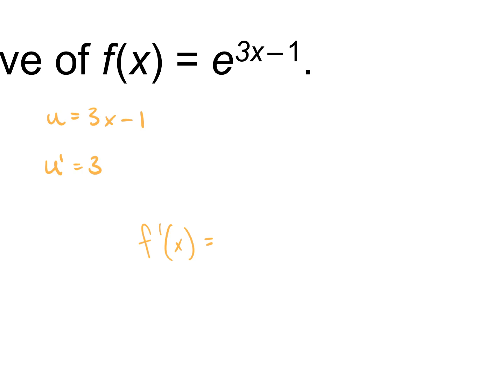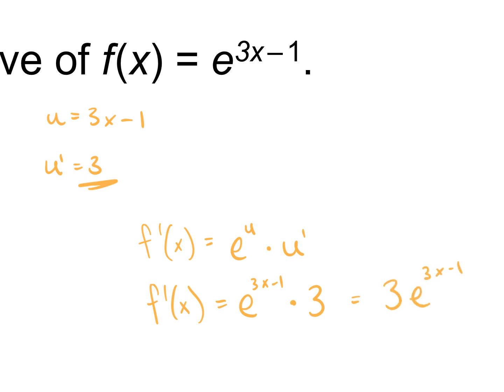So when we take our derivative, we'll call it f prime. Our derivative would be the same. It's e to the power of u times u prime, or the derivative of u. So here, our derivative would be e to the power of 3x minus 1 times the derivative of u, which we said was 3. So to write this a little bit neater, we would just call it 3e to the power of 3x minus 1. And that would be our derivative.